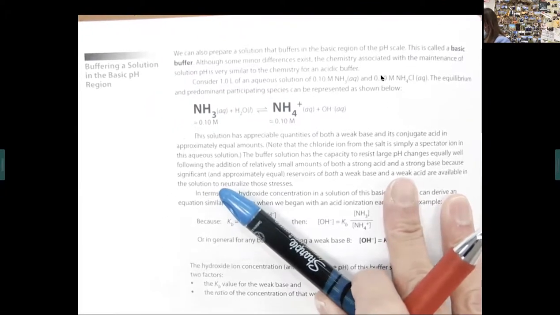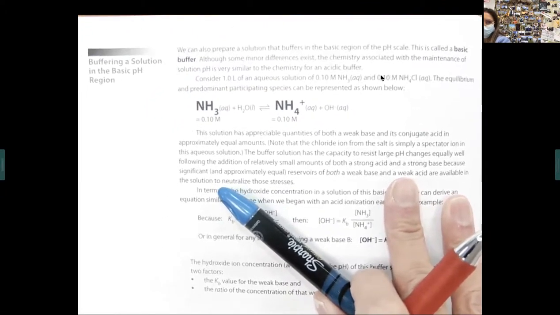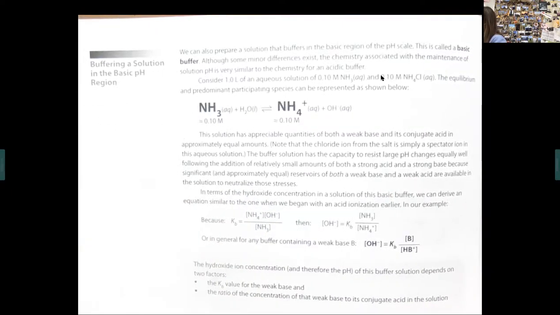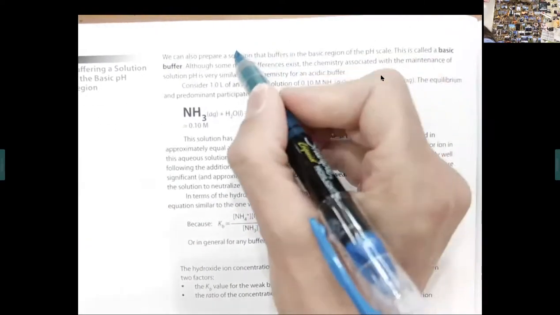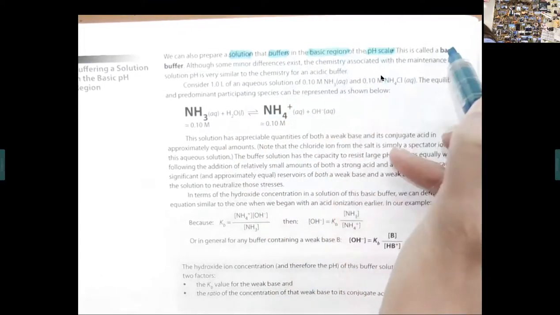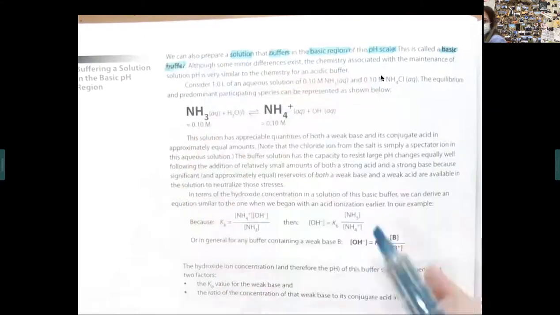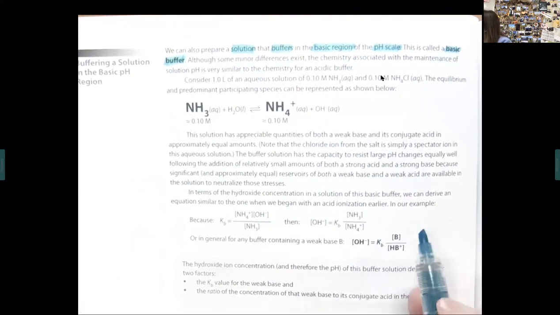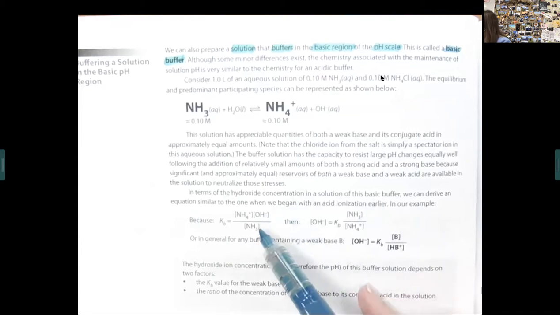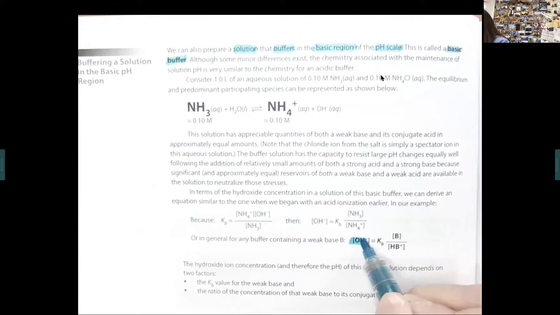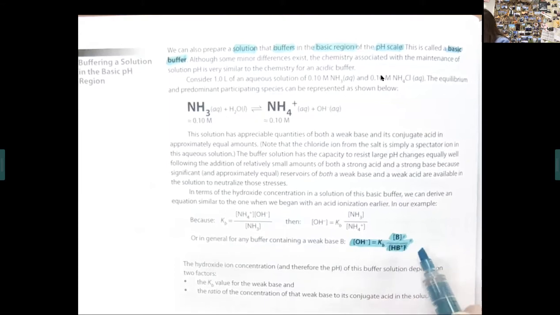Okay, on page 368, buffering a solution in the basic pH region. So here, a solution that buffers in the basic region on the pH scale is called a basic buffer. And you can write a Kb expression for a weak base, which means you can subsequently solve for the hydroxide ion concentration if you rearrange it. And you're going to get a really important equation that looks like this.